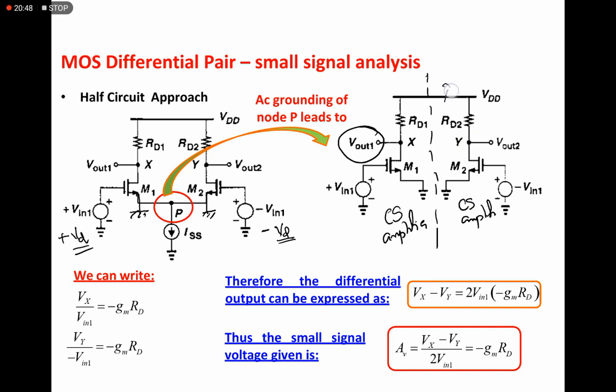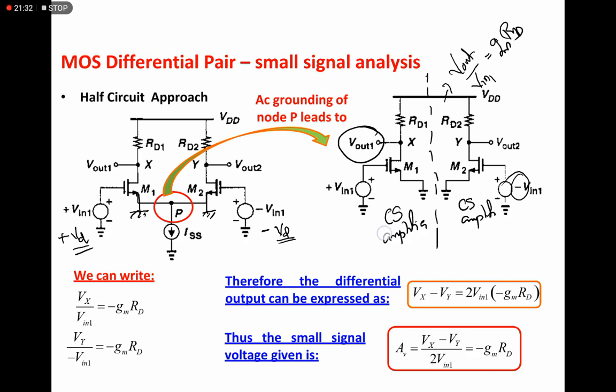or in this case V out divided by V in 1 is positive GM into RD, because here the input is negative. So V out by V in 1 is GM into RD, and subtracting these two you will get the actual output, and again you will get the same equation. The AV is nothing but V out 1 minus V out 2 divided by V in 1 minus V in 2, which is minus GM into RD itself. So half circuit analysis is a very easy method. But from the exam point of view, you need to perform the superposition method itself.